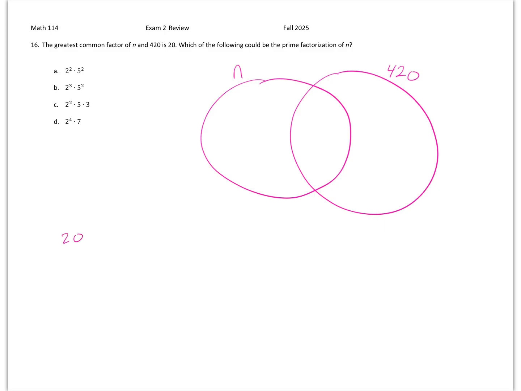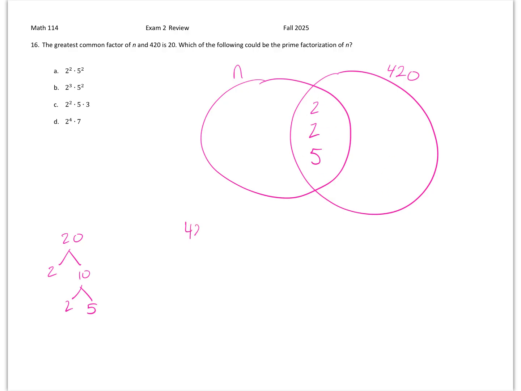So if I take the prime factorization of 20, I have 2 and 10, and then 2 and 5. So I have a 2, a 2, and a 5. That is the greatest common factor, the prime factorization of the greatest common factor, 20. Okay, now 420, I'm going to fill in the rest of the Venn diagram with the prime factors of 420 that are not already in here.